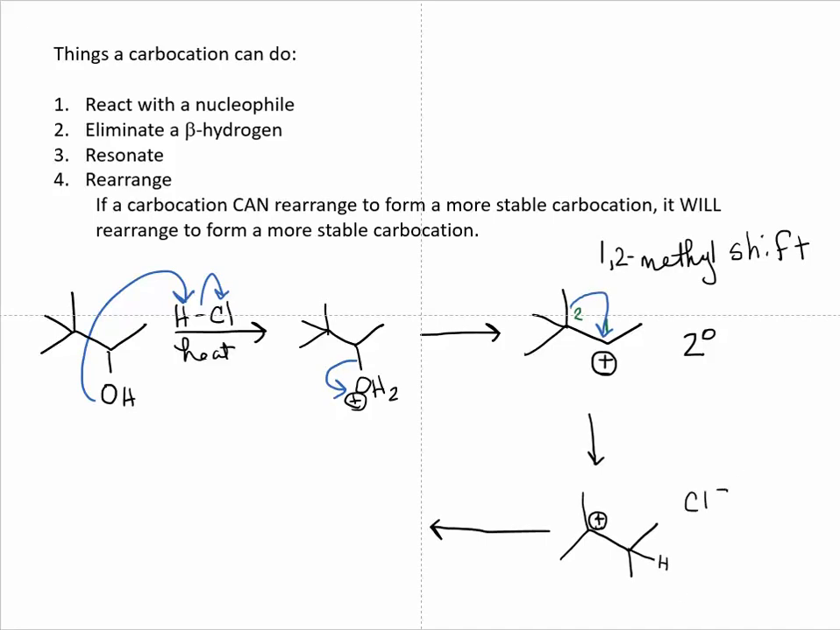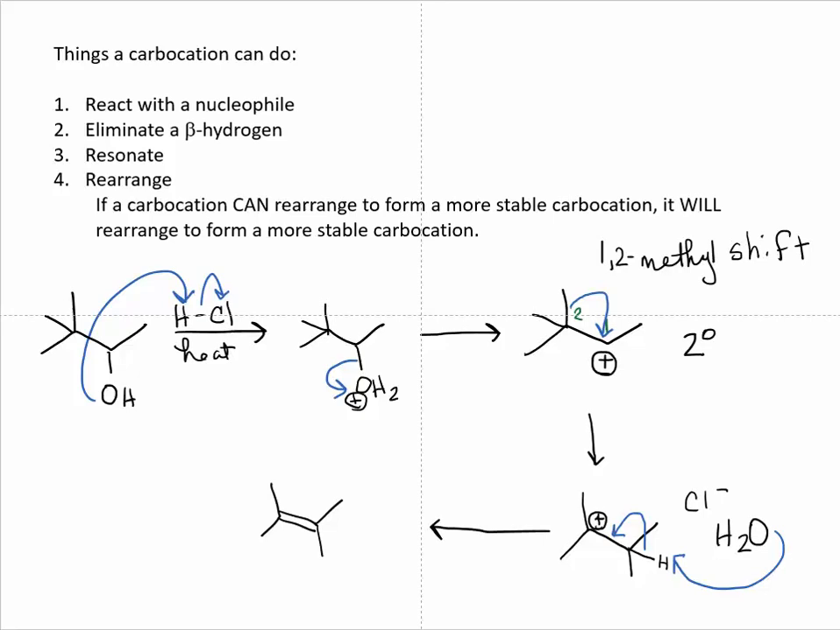Chloride will do it, but water is more likely as a reactant, as a base. The water is going to deprotonate the beta hydrogen. The electrons swing over to make the double bond. So the product of this rearrangement looks like this. So if a carbocation can rearrange to form a more stable carbocation, it will rearrange to form a more stable carbocation. Let me show you one more example of this.